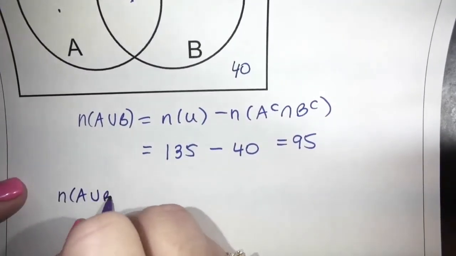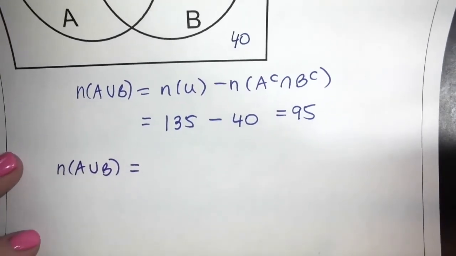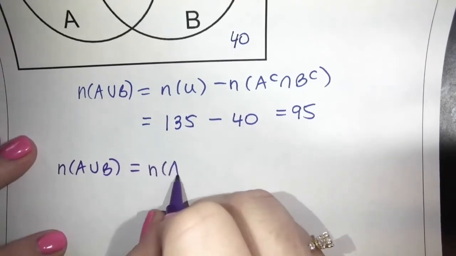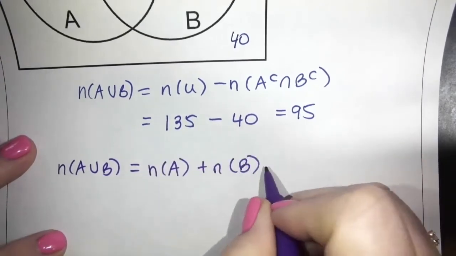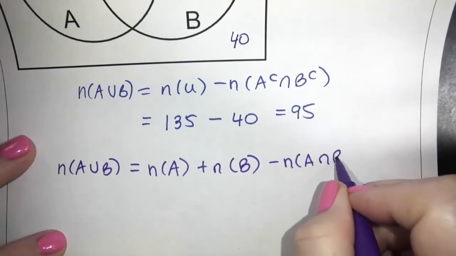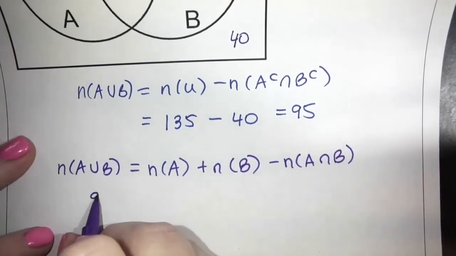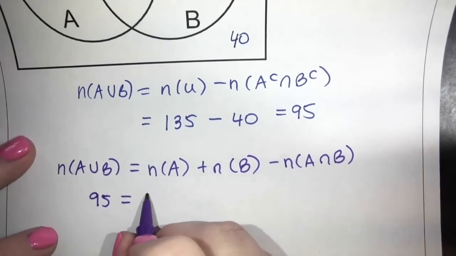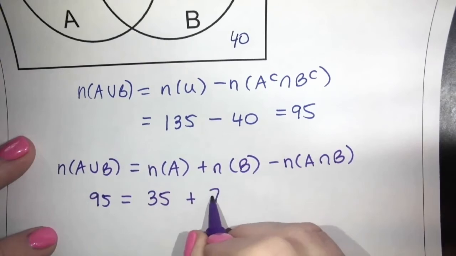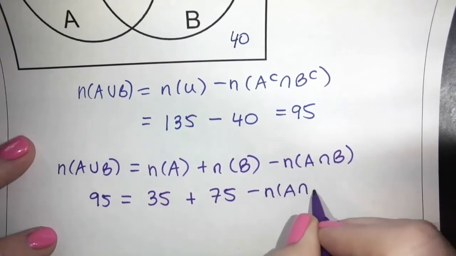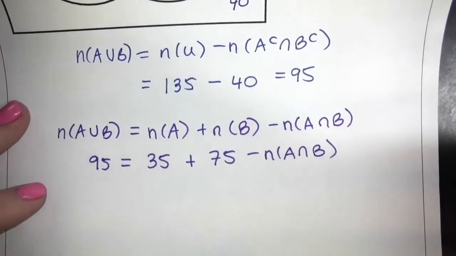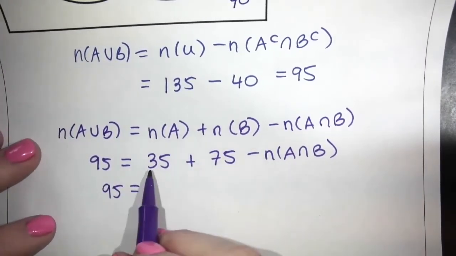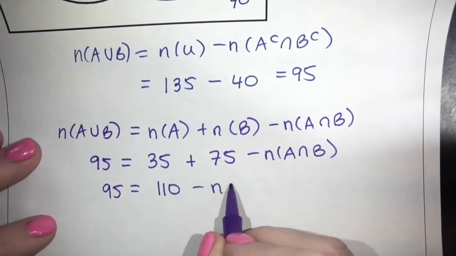So write down your union formula: something plus something minus something. So we get number in A plus number in B minus number in A and B. And so our union goes on the left, so we've got 95 over there. So number in A on the right is 35 plus number in B is 75. And then we can find what's in the middle. So we've got 95 equals 35 plus 75. 70 plus 30 is 100, so that's 110.